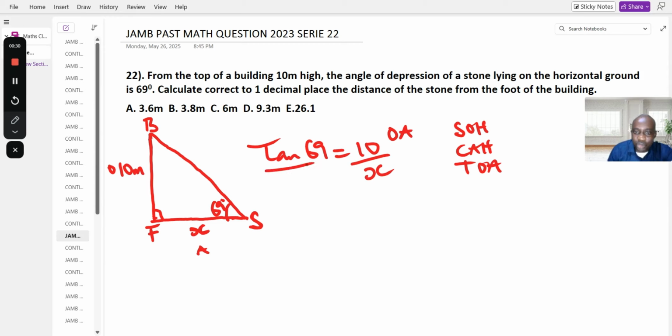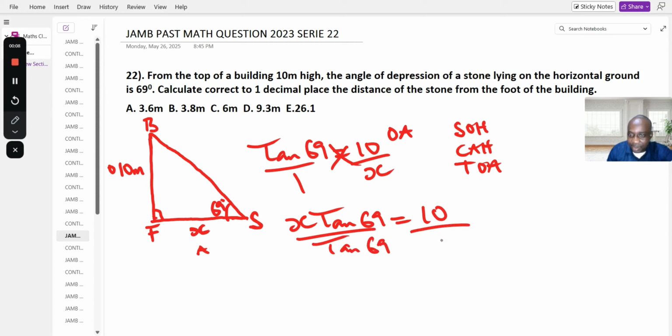The next thing we are going to do, cross multiply. Tan 69 multiplied by x is going to give us x tan 69 over 10 times 1, 10. The next thing we are going to do is to divide both sides by the coefficient of x, because we are trying to solve for x. That will be tan 69 divided by tan 69. Here 1, here 1.